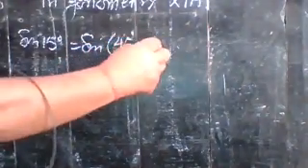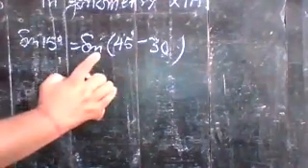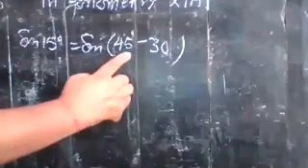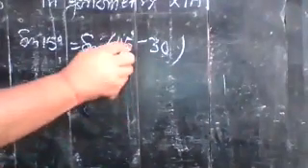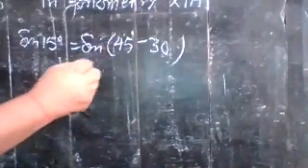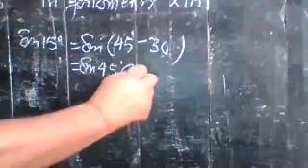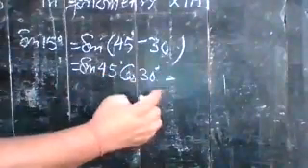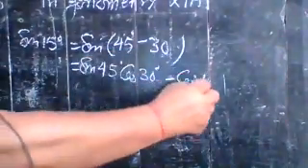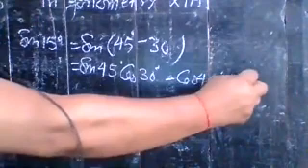So sine 15 degree can be written as sine of 45 degree minus 30 degree. That is 15 degree. Now applying the formula for sine A minus B. You know the formula for sine A minus B. So what is that? Sine A cos B minus cos A sine B. So write sine 45 degree cos 30 degree minus cos 45 degree into sine 30 degree.